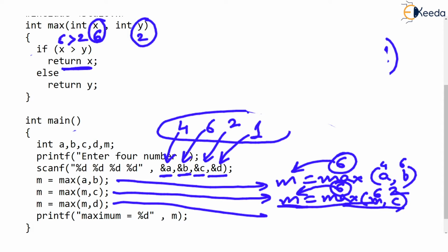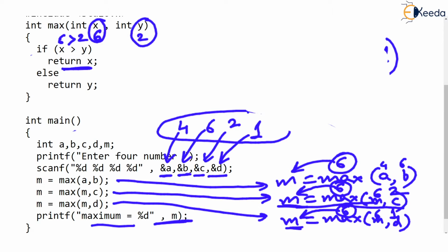Similarly, we can again call max as M is equal to max(M, D). M is still 6 and D is 1. So obviously the largest returned will be 6 and M will become 6. Ultimately, we have found the largest between A, B, C and D. And finally, we print maximum is M, that is 6.